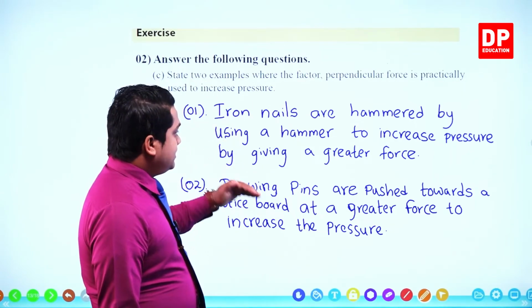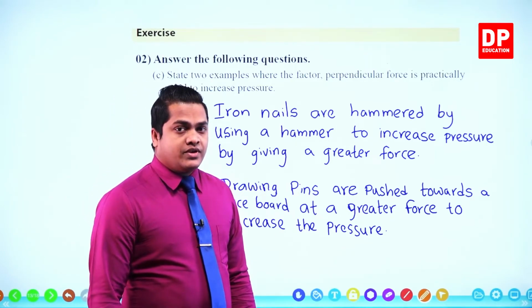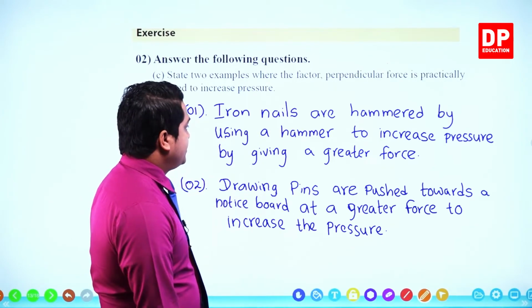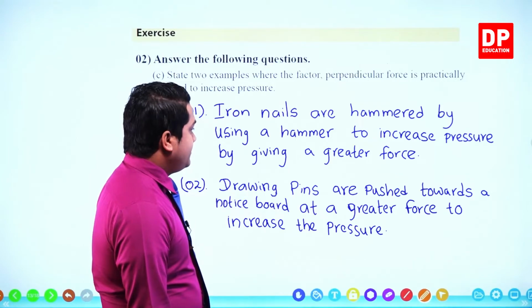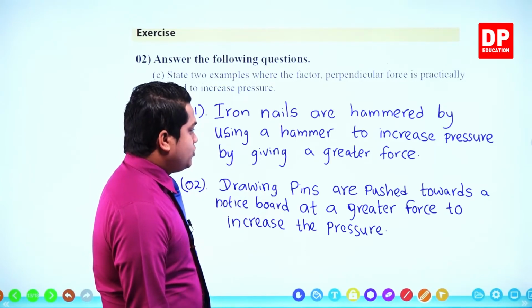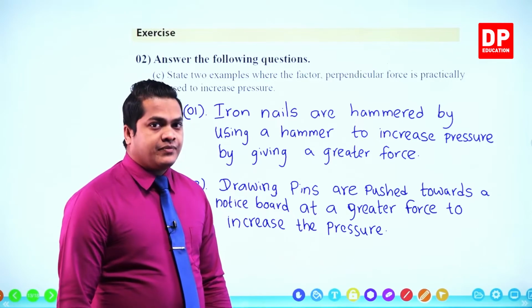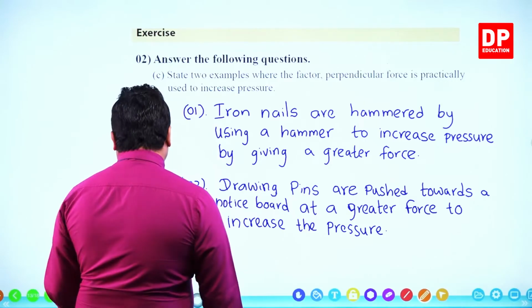So, these are the two cases where we increase the perpendicular force to make our work easy. Number 1, iron nails are hammered by using a hammer to increase pressure by giving a greater force. Then drawing pins are pushed towards a notice board at a greater force to increase the pressure. Right then.